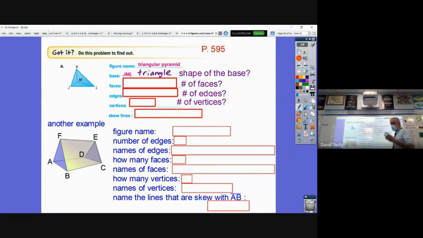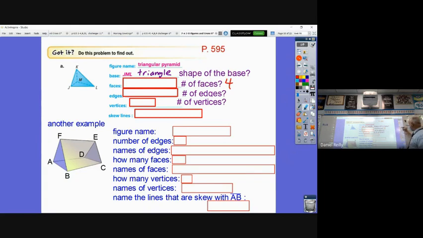All right, how many faces? How many faces, Grayson? 4. 4 faces. That's these 4 triangles. This one, this one, this one, this one, right? All the polygons, all the triangles.